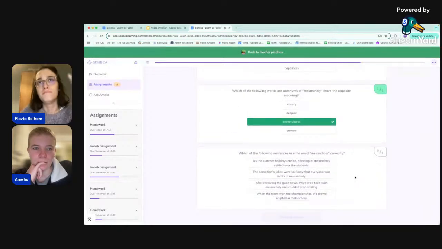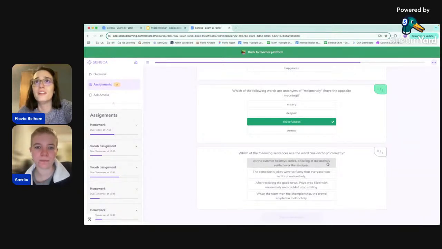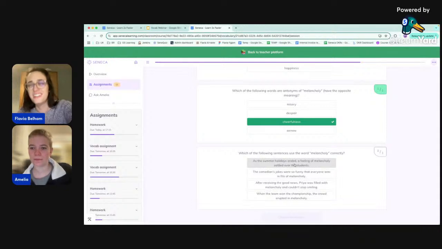And then, which is the nicer one, is that they will see how to use that word in a sentence. So which of the following sentences use the word correctly? As the summer holidays ended, a feeling of melancholy settled over the students. The comedian's jokes were so funny that everyone was in fits of melancholy. After receiving the good news, Priya was filled with melancholy and couldn't stop smiling. When the team won the championship, the crowd erupted in melancholy. So this one is this one.